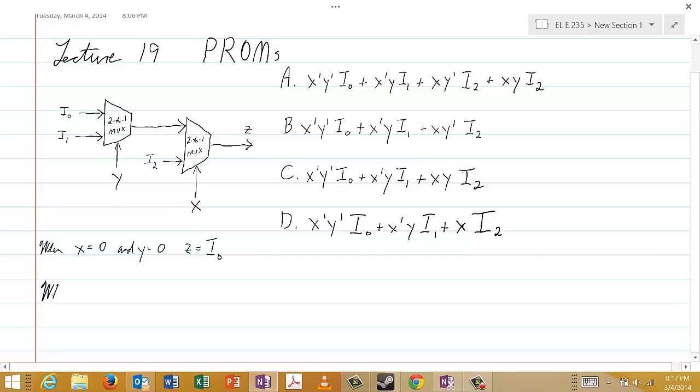Now, what about when X equals 0 and Y is equal to 1? In this case, since X is 0, we still will be looking at this top input line. But now, since Y is equal to 1, we're going to look at the bottom input line on this multiplexer. So I1 will be selected and will go to this output line. This is the output line for the first multiplexer, but it's an input line for the second multiplexer. Then since X is equal to 0, that input will be chosen to go to Z. So when X is 0 and Y is 1, Z is equal to I1.